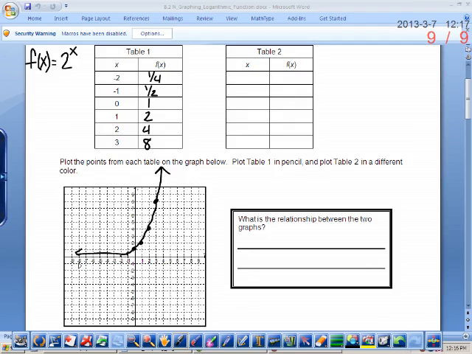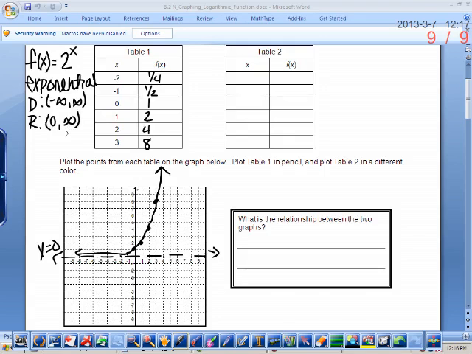All right, where's the asymptote on this graph? Okay. And we know this is exponential. What's the domain? Okay, and what's the range? Okay, if you have a different color, you might want to grab it. If you need to borrow one, you may quietly go grab one.